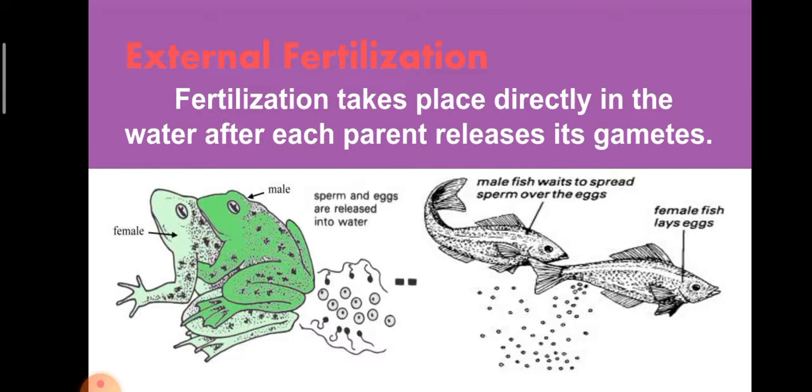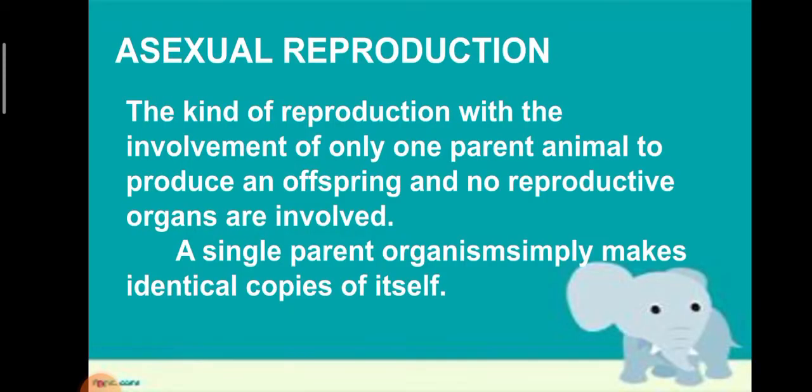Kung titignan mo yung picture ng frogs, magre-release si female ng egg cell and then magre-release din si male ng sperm cell sa water. Doon mag-unite yung egg cell at saka yung sperm cell sa tubig. Ganon din sa fishes. So as we can see in the picture, si female fish ng egg and then magre-release din ng sperm cell si male fish at doon ma-fertilize sa water. Outside fertilization.